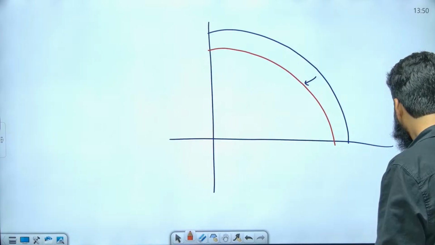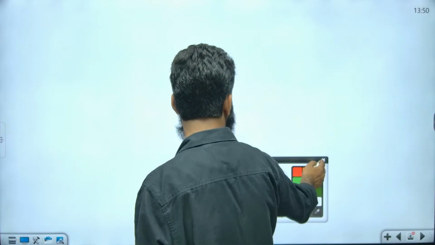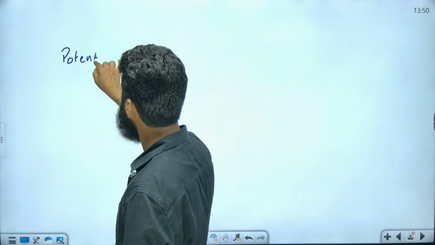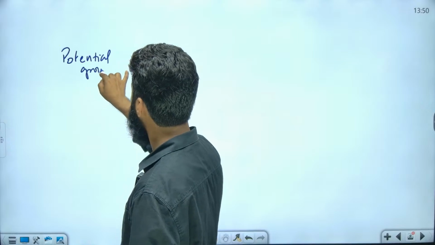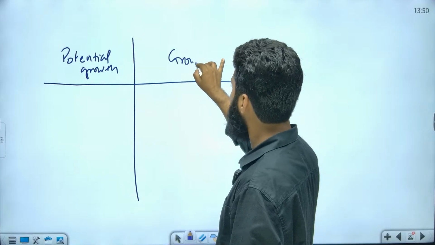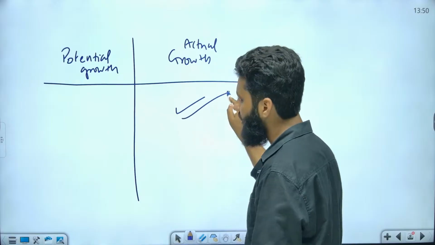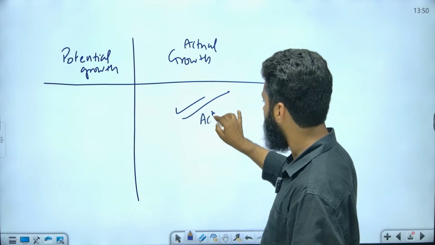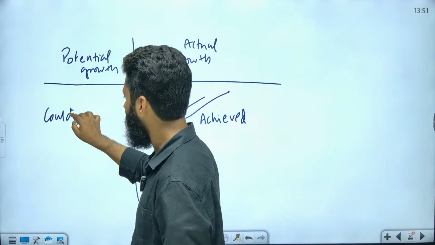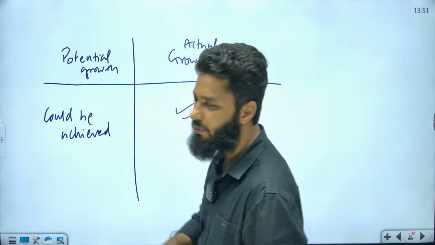See, this is your potential growth and this is your actual growth. So when we talk about potential growth and actual growth, potential growth is what you can achieve, right? And this is actual growth that you are having, what you have achieved. When we say potential growth, it could be achieved, could be. I hope you are able to understand this.